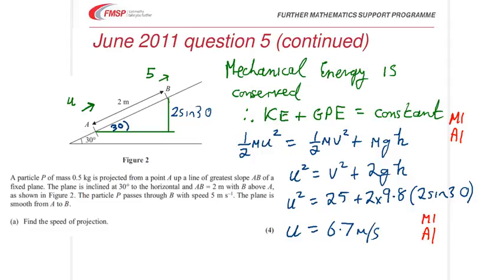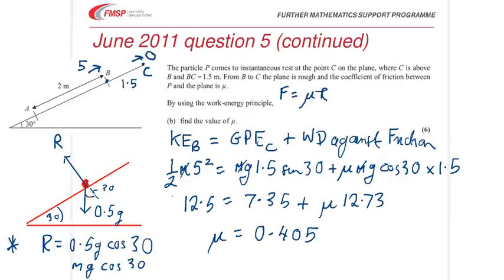And for the second part of the question, there was a B1 for stating the value of R, and an M1 for using F equals mu R. Then there was an M1 A1 for the energy statement there, another A1 for putting in the correct values here, and a final A1 for the final answer. 1, 2, 3, 4, 5, 6. That's right, 6 marks for that second part of the question.